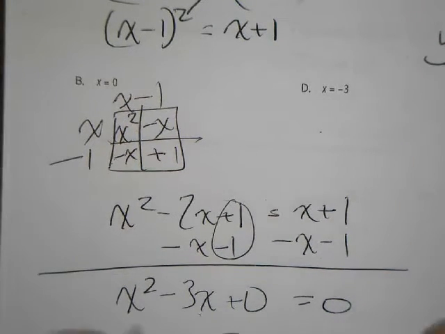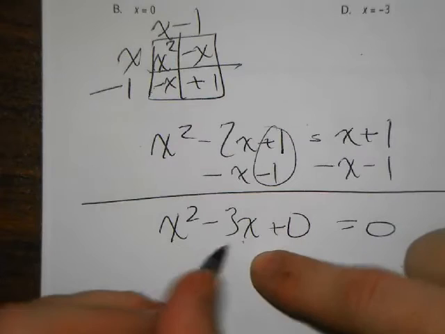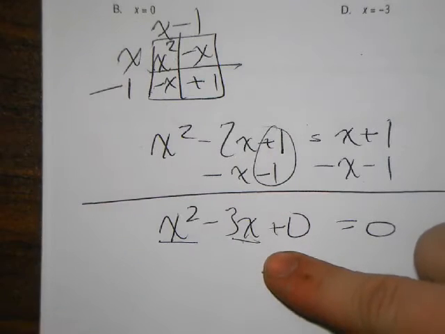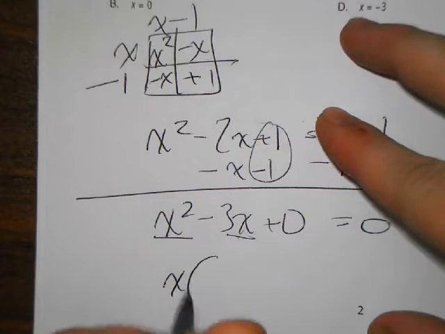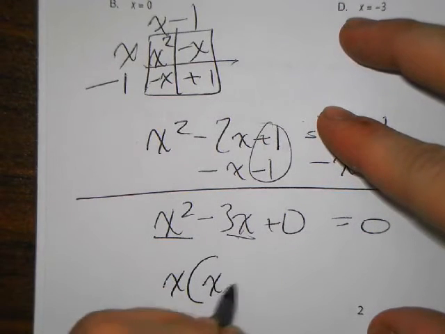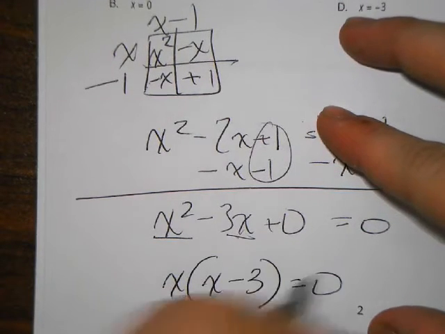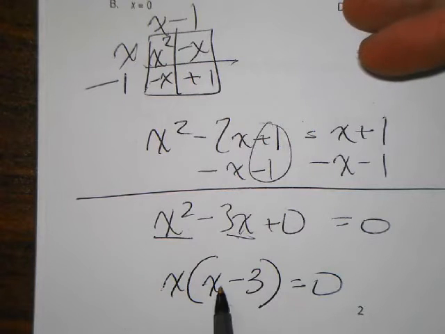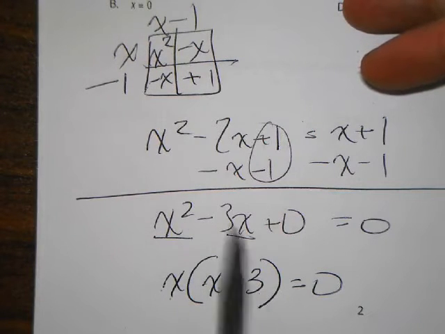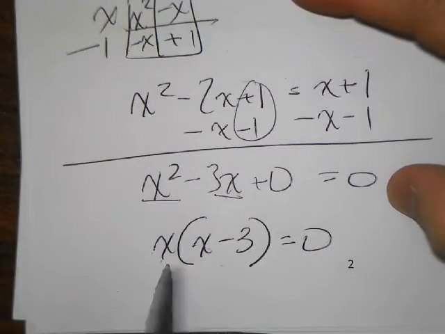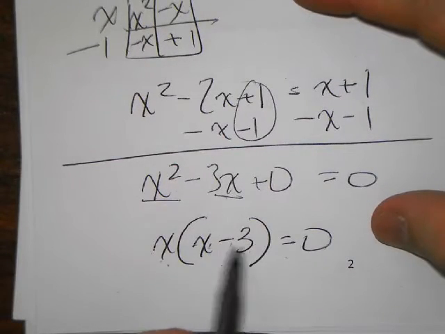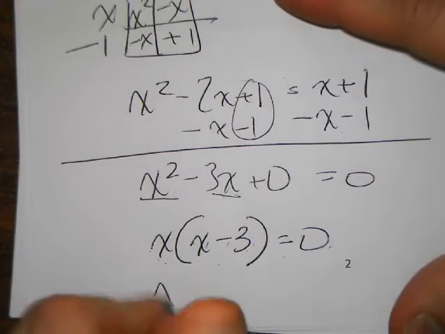All right. So on this side, I can factor out what they have in common, which is an x. So I put my x over here, and now I'm going to have x minus 3. Let's make sure we did this right. X times x is x squared. X times negative 3 is negative 3x. All that looks good. So now I have x equals 0, and x minus 3 equals 0.